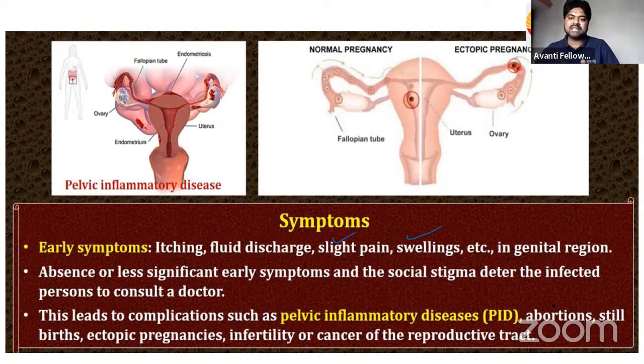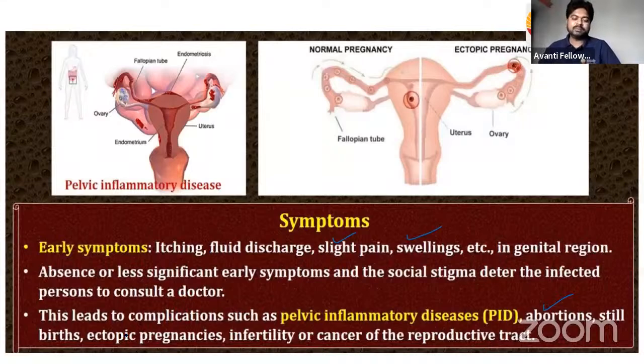Next, abortions happen in the female. Abortion in the sense of miscarriage. Next is stillbirth. Stillbirth is a dead fetus born by the female, meaning the fetus dies inside the womb.